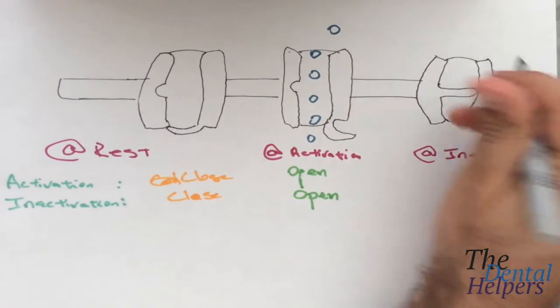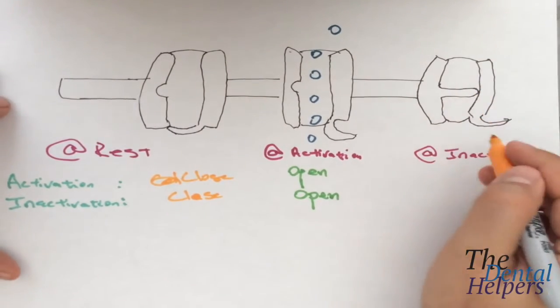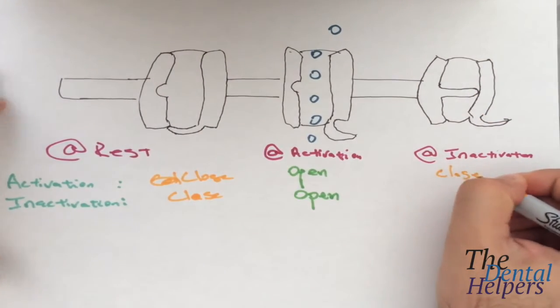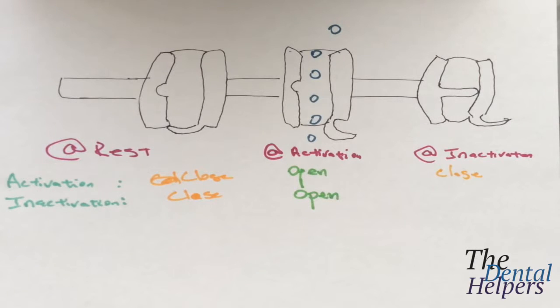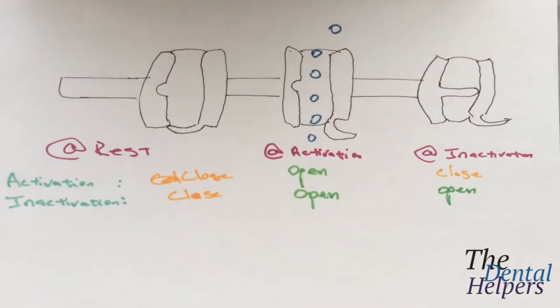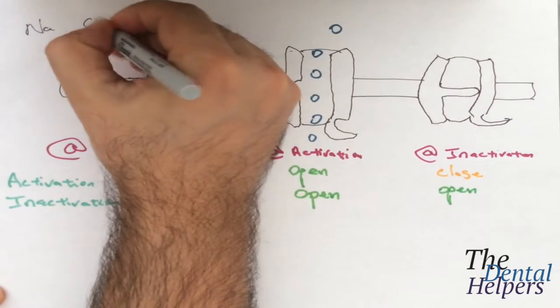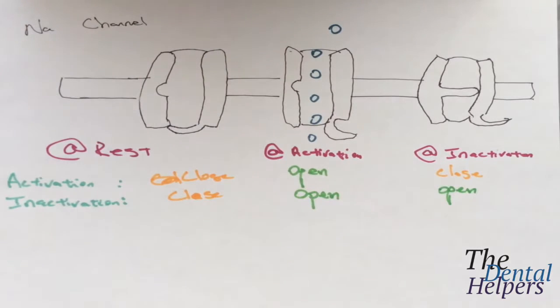Well, being that the inactivation gate is closed, we cannot have anything passing through. I mean, we have some ability for leak, but it's still going to be, you're going to have a lot of pressure to allow it to work and open. So this is what the sodium channel is going to look like when we're looking at an action potential.